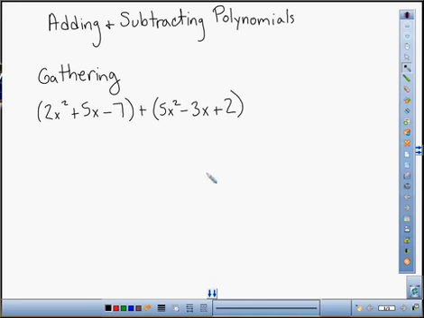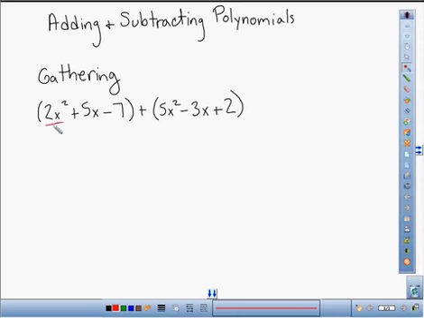Okay? And so if I'm going to use the gathering method and I'm putting like terms together, the first thing I want to do is identify the first term. I have an x squared here. So I look over here to see if there's any more x squareds. And in fact, there is 1x squared. So this is 2x squared plus 5x squared. 2 plus 5 would give me 7x squareds. So that gets the x squareds out of the way.